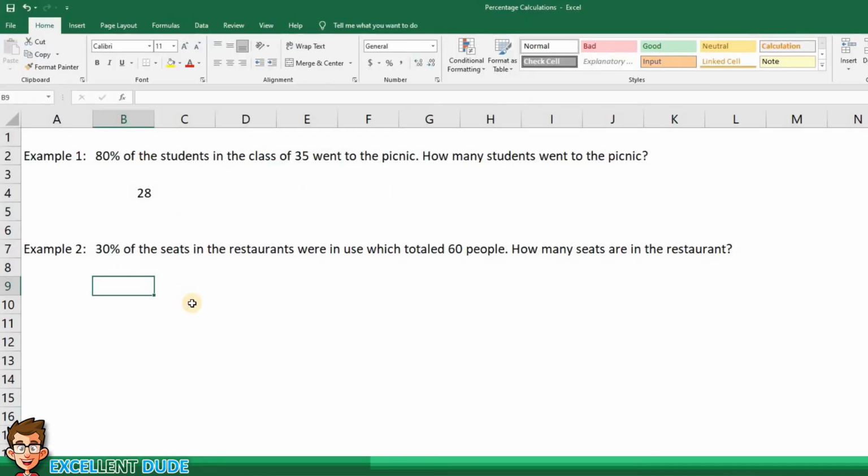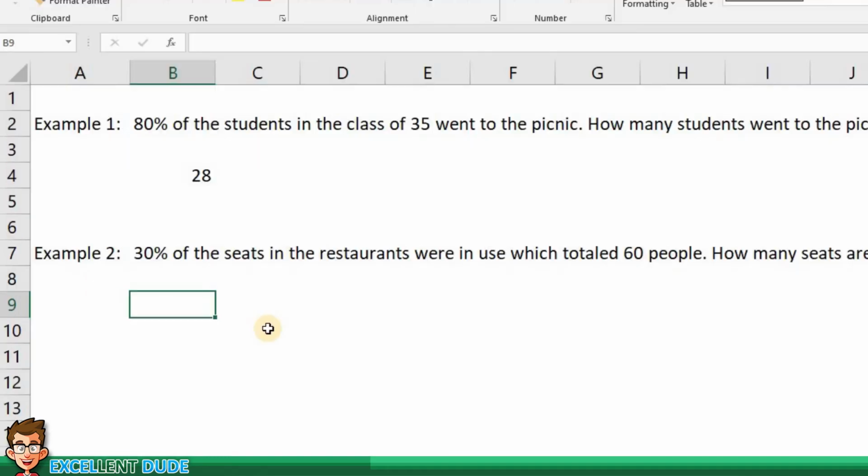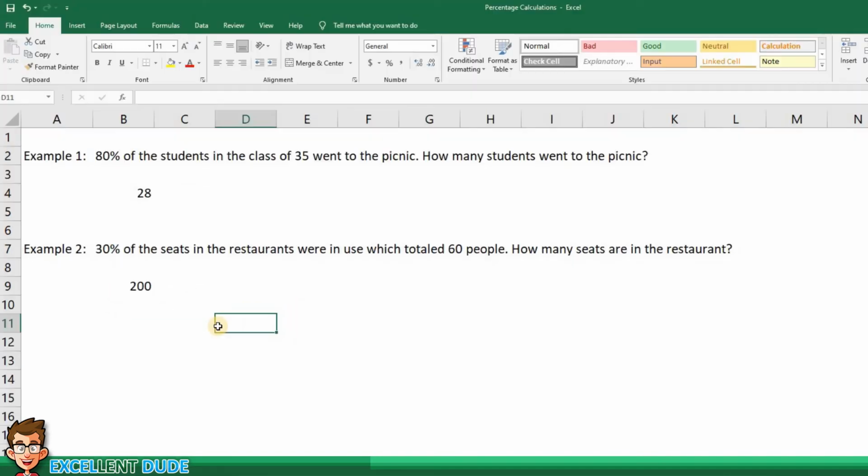The next example states that 30% of the seats in the restaurants were in use, which totaled 60 people. We are asked to determine how many total seats are in the restaurant. To do this, we would use the following formula. Equals 60 divided by 30% and press enter. The result of 200 means that the restaurant has 200 seats in total.